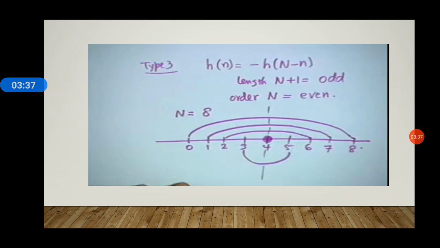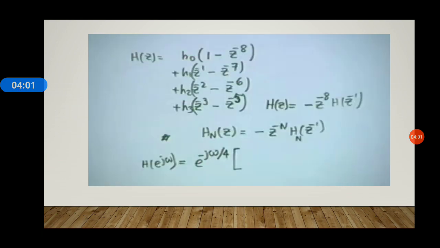Now for type 3, we get the antisymmetric property, that is h(n) is equal to minus of h(N-n). Now if the length is odd, then capital N would be even. So if capital N is 8, then again h0 would be as h8 and we have 4 as the loner. So H(z) can be written in this fashion, only the difference is now h(0) is minus of h(8), h(1) is minus of h(7). So this is just the change in the equation.